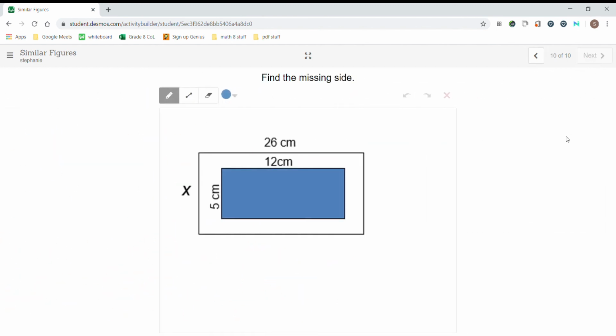All right, last one. So now I have a shape within a shape. So we just have to be careful with what we're using here. So this blue rectangle, I'm going to label as rectangle 1. And this bigger rectangle around it is going to be rectangle 2. Remember, I always want 1 over 2. So I'm going to use side 12 first, and that matches with 26. And then my other one, 5, you can't really see that because it's blue, so hold on. 5 matches with x.